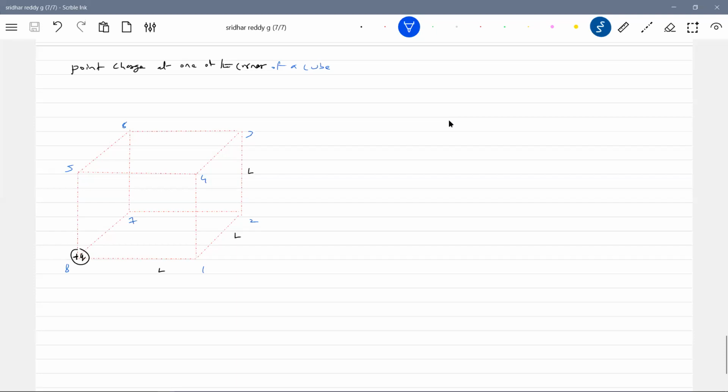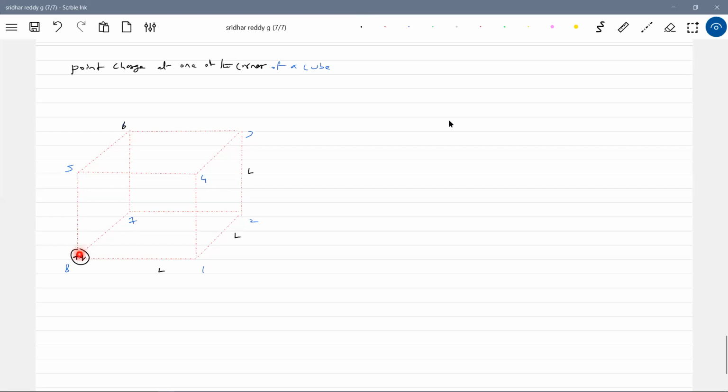Flux through which all phases? I say that because here, if you draw the lines of force, there will be lines of force which will be tangential to surface 5, 6, 7, 8. Am I right?